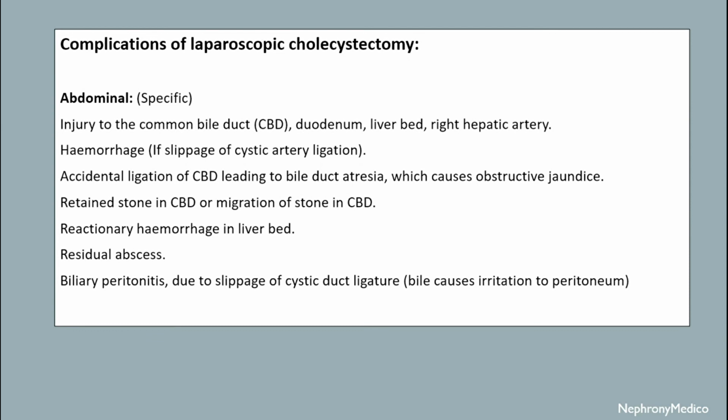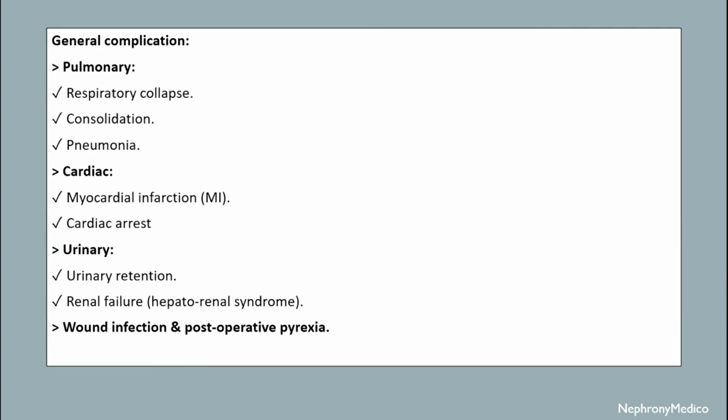Complications of laparoscopic cholecystectomy. These are abdominal, which includes injury to the common bile duct, duodenum, liver bed, and right hepatic artery. Hemorrhage, accidental ligation of common bile duct, retained stone in common bile duct or migration of stone in common bile duct, reactionary hemorrhage in liver bed, and residual abscess.